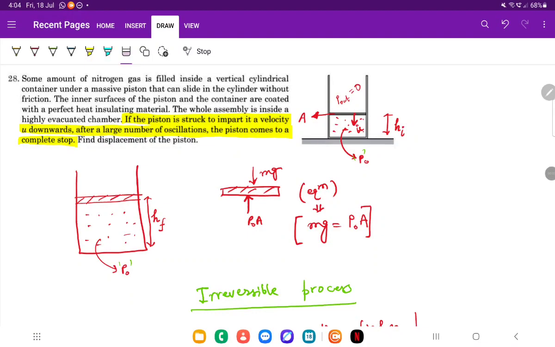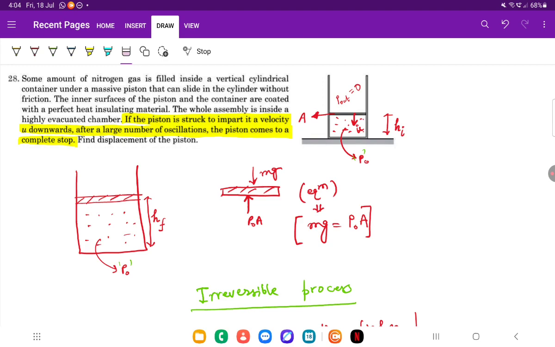Welcome back, everyone. So, today we'll discuss a problem from thermodynamics, and I picked up this problem from the Pathfinder book, and it's from the Build Up Your Understanding section. It's question number 28. So, let me read out the problem first.